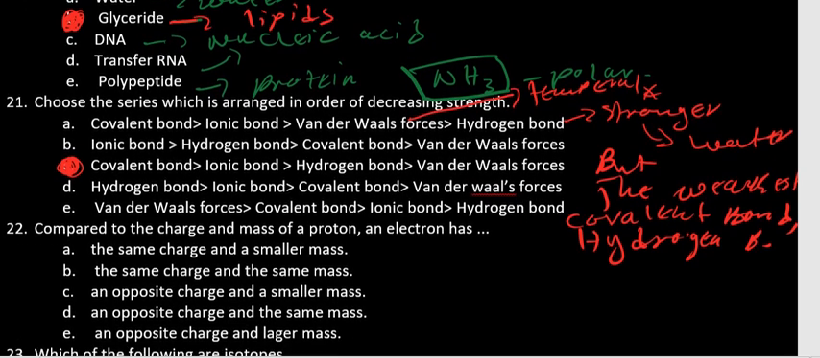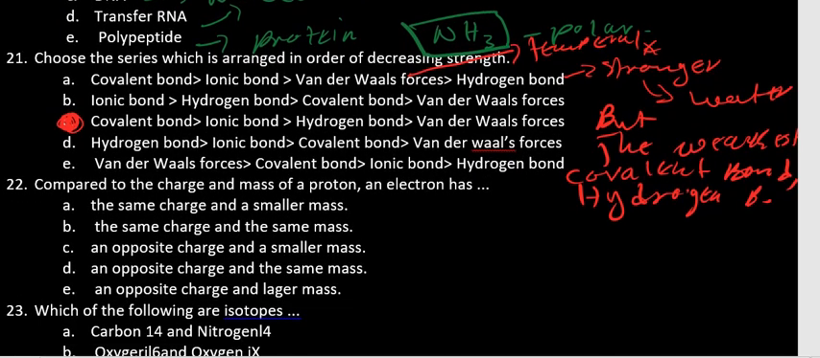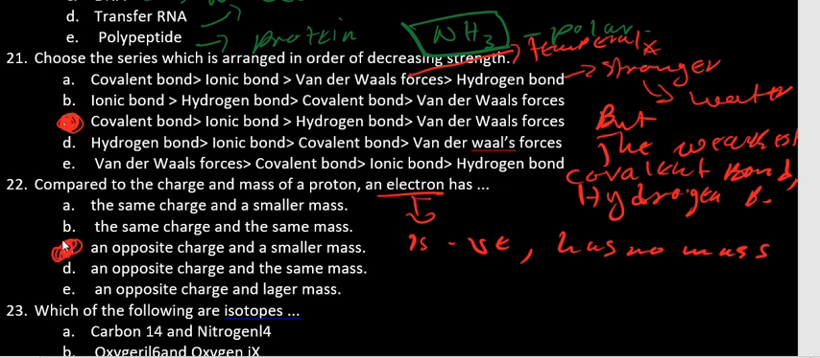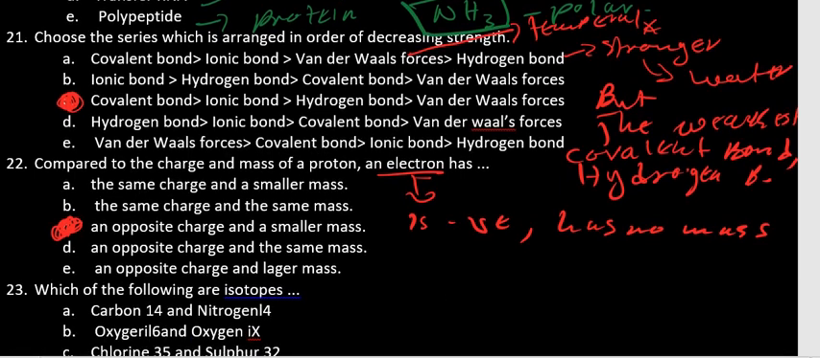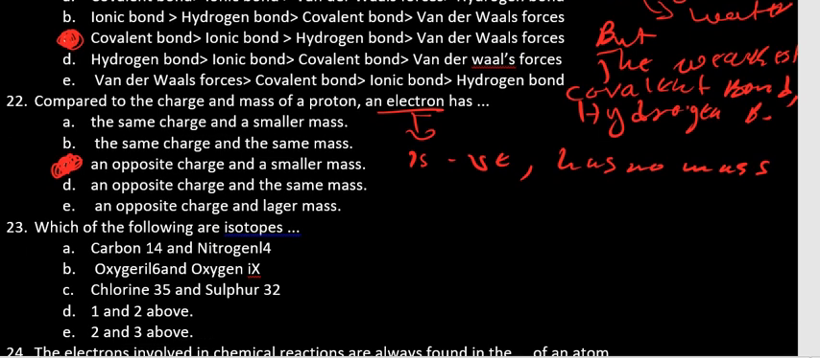Compared to the charge and mass of a proton and an electron, automatically an electron is one, negative, and two, has no mass. It doesn't care about the weight. So the answer is simply C there. Okay. All right. Then we go on to the next one. Which of the following are isotopes?